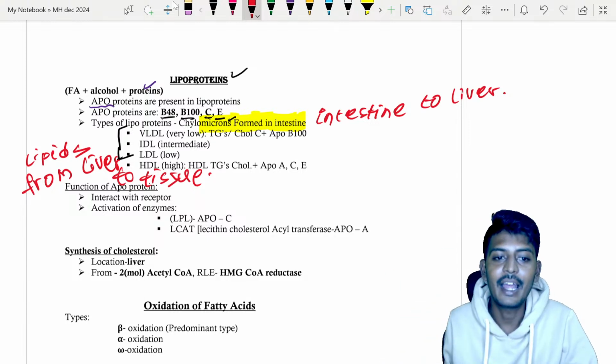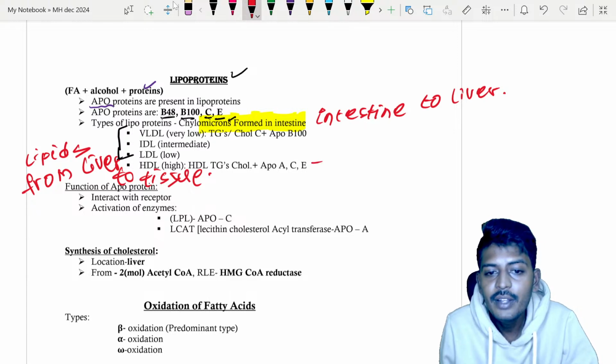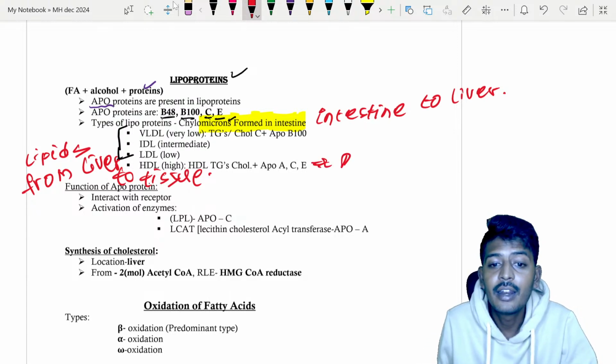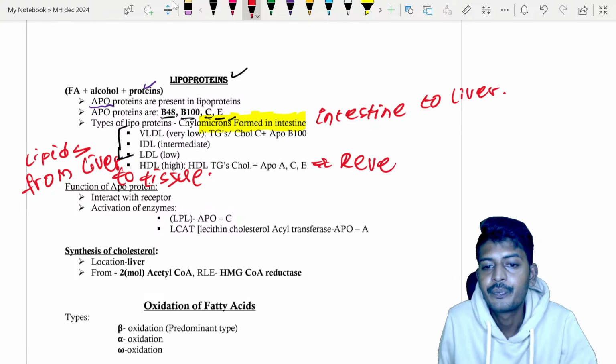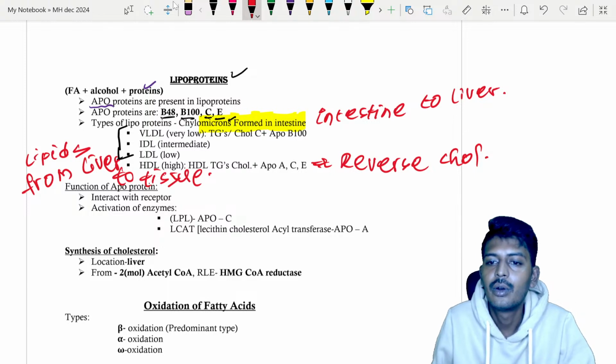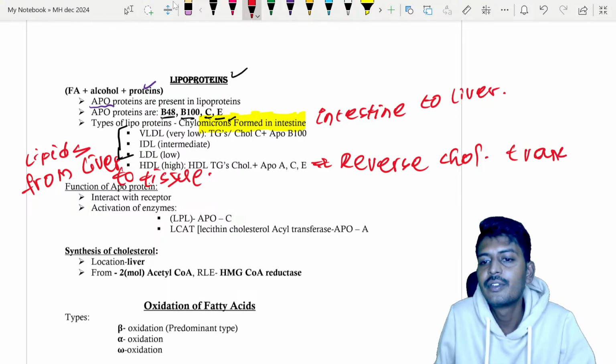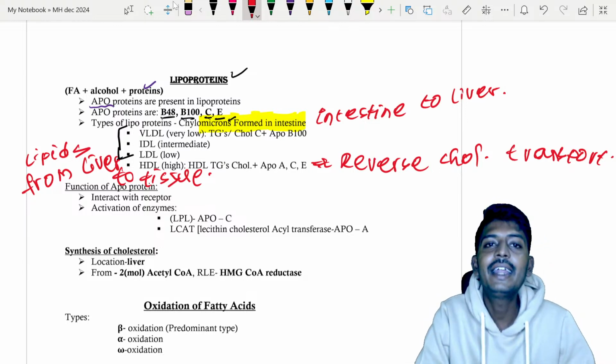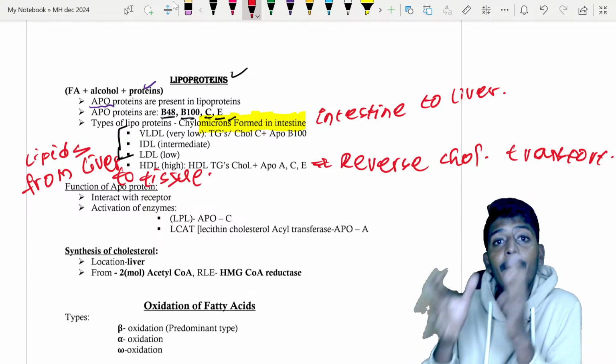The high density lipoprotein is a different thing. What is this high density lipoprotein? High density lipoprotein causes reverse cholesterol transport. Reverse cholesterol transport is done by your high density lipoprotein, basically from the tissues.